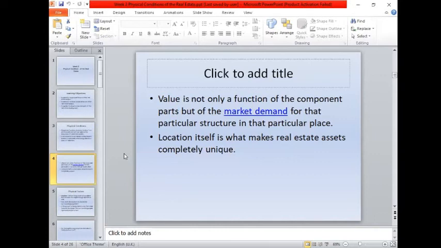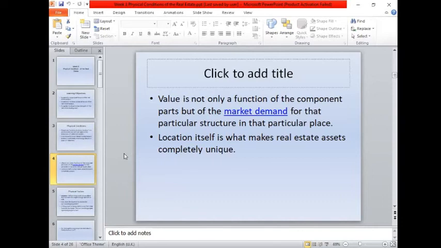Please take note that value is not only a function of market demand, but also of a particular structure in a place. Some appraisers believe that the more provincial the location, the lower and more affordable the value. But if the location is a chartered city or urbanized, then the value of the land or property might be expensive.